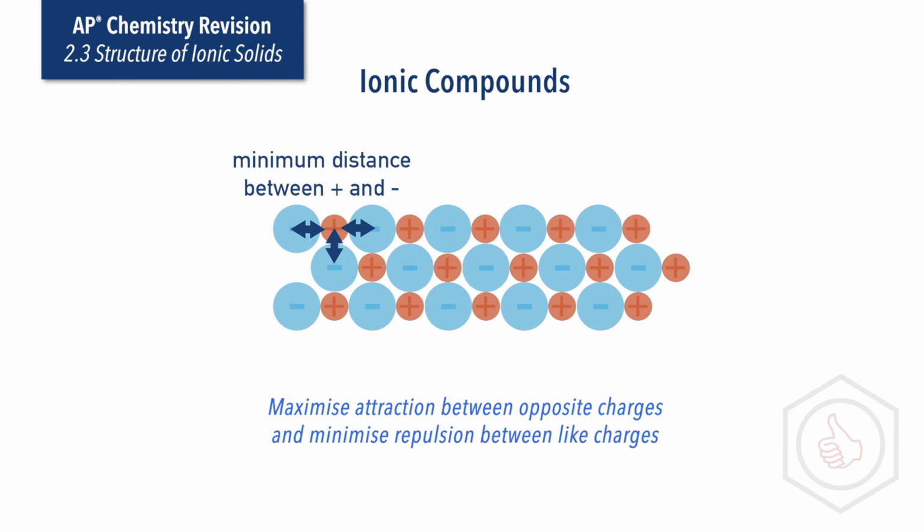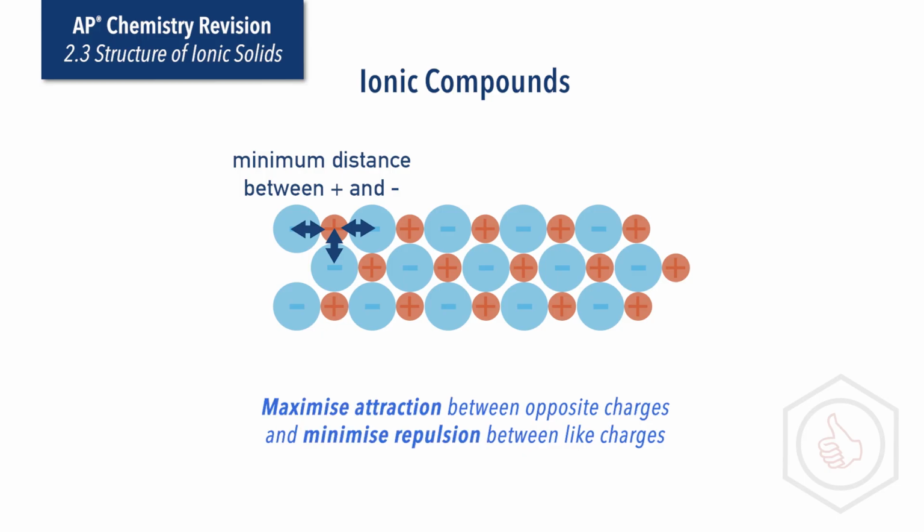You don't need to know the specific different types of crystal structure or unit cells, but you should be aware that oppositely charged ions will always arrange themselves to maximize attraction and minimize repulsion.